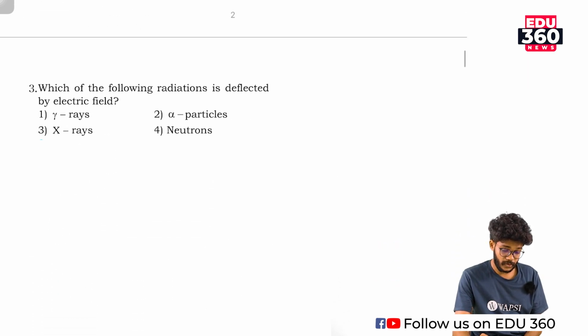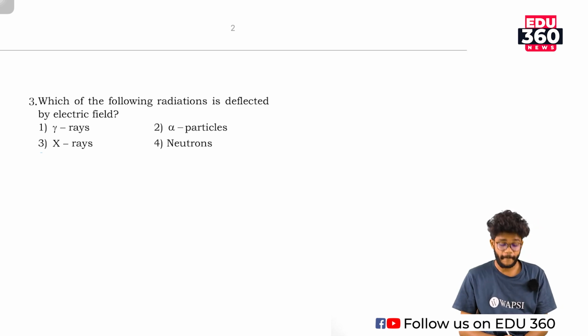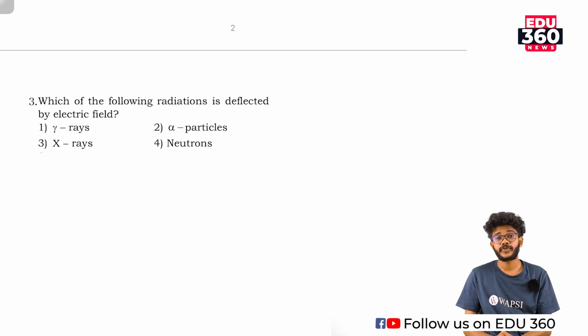So the third question is, which of the following radiation is deflected by electric field? Gamma, X-ray, neutrons. Neutrons have no charge, so an electric field can't exert any kind of force. Gamma radiation and X-ray radiation are electromagnetic radiation. No mass is there.